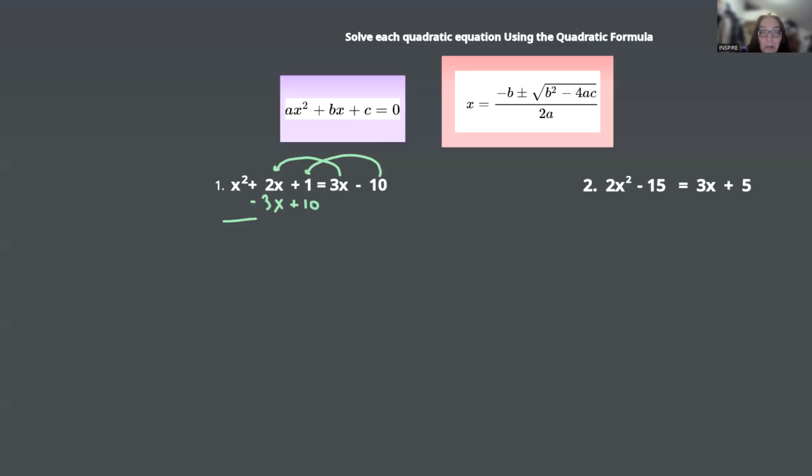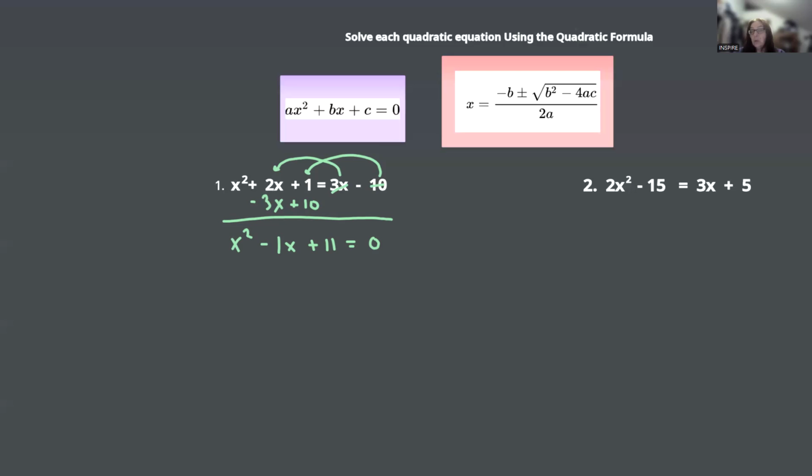So I've got x squared. 2x's take away 3x's gives me negative 1x. And then 10 plus 1 is 11. And that equals 0 because these are gone now. So now I have it equaling 0. That's a good thing. The next thing I like to do is find the discriminant.